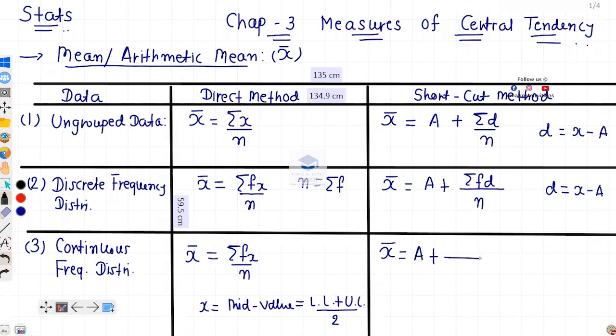A plus sigma fd upon n into c. So where class length is the same for each and every class, you have to multiply by c. C means class length or class interval. And here d means x minus a upon c.